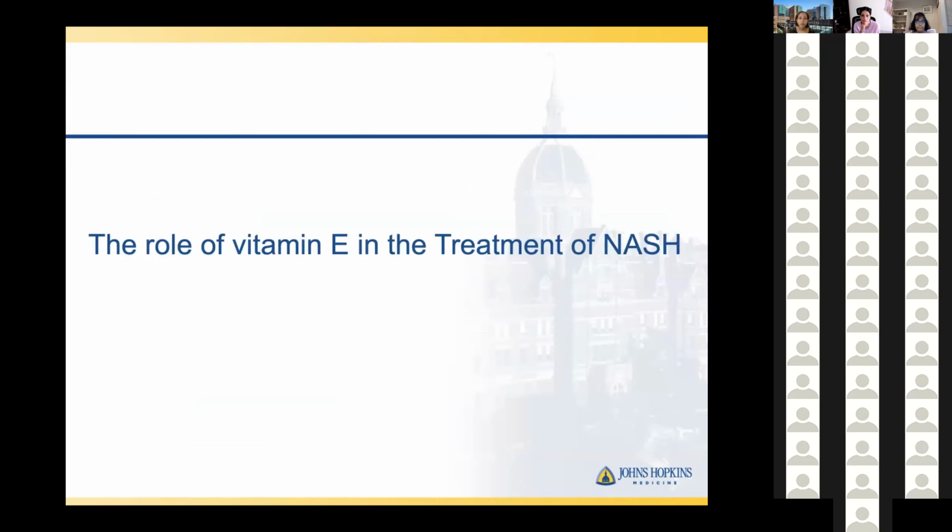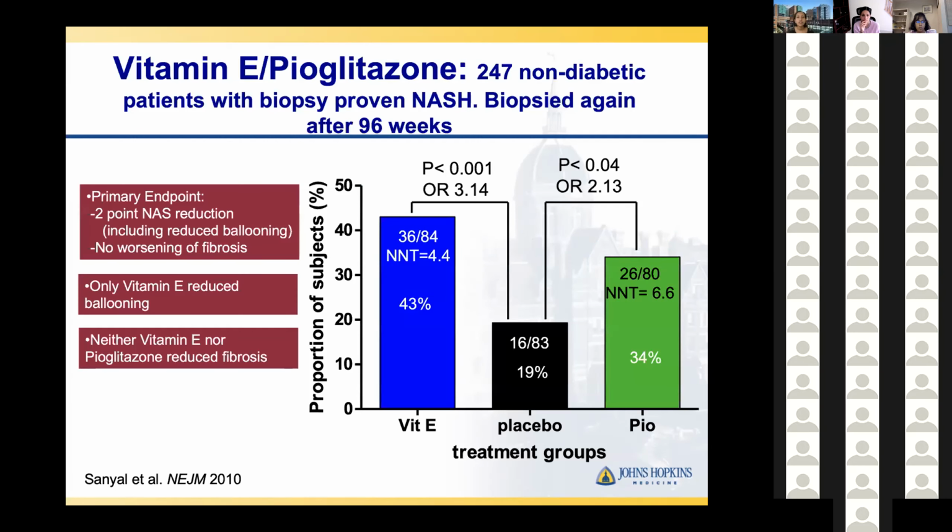All right, so I'm going to briefly go over the data that we have for vitamin E for the treatment of NASH. And this was the landmark study that established vitamin E as a treatment recommended by the AASLD in patients with biopsy-proven NASH. And they looked at the same endpoint as the clinical trials often use, which is a 2-point reduction in NAFLD activity score. And you can see vitamin E is this blue bar, which achieved 43% achievement of the primary endpoint compared to 19% of placebo. And this was a paired biopsy study.